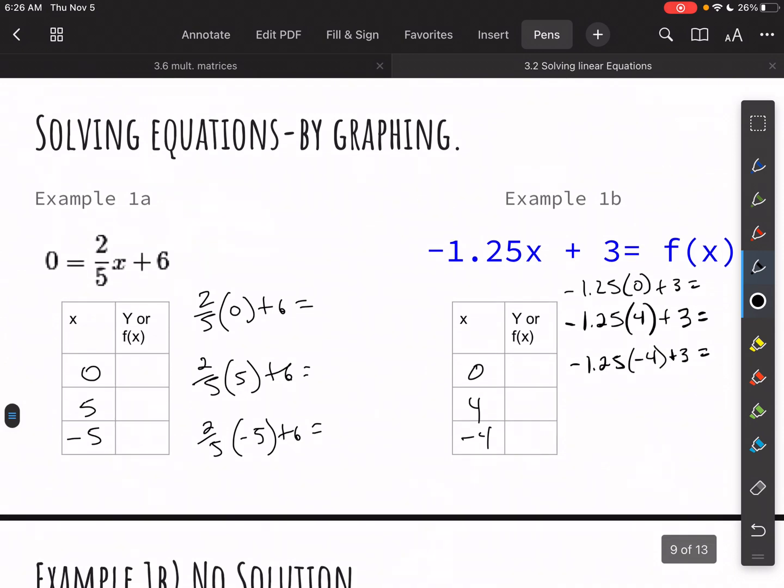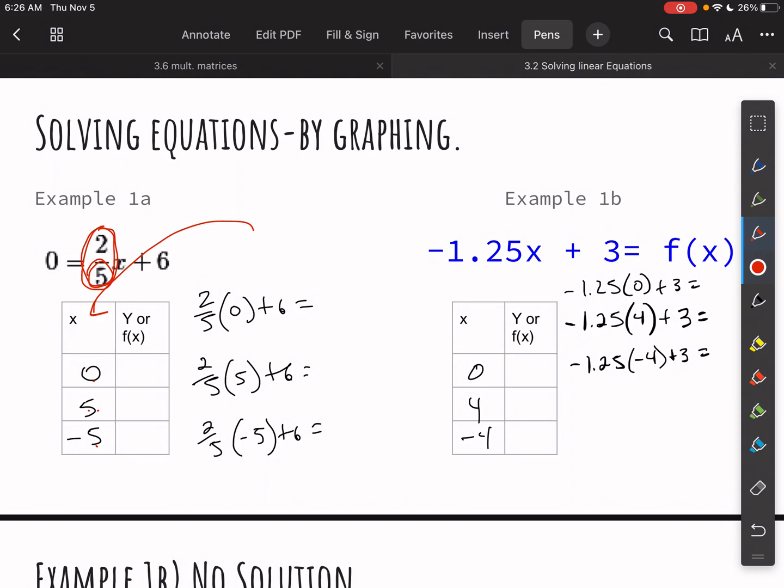So notice, you guys, I've already done this ahead of time just to save a little bit of time. You can plug whatever you want in for x. I'm choosing, in this particular case, 0, 5, and -5. The reason is I know that if I multiply 2/5 by 5, I'm going to get a nice number. And that will always work with a fraction. If you have some kind of fraction, multiply by the thing that's in the denominator, and you're going to get a nice whole number out. Okay, so let's do that.